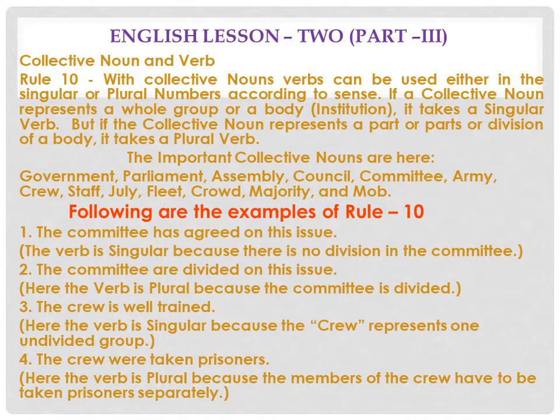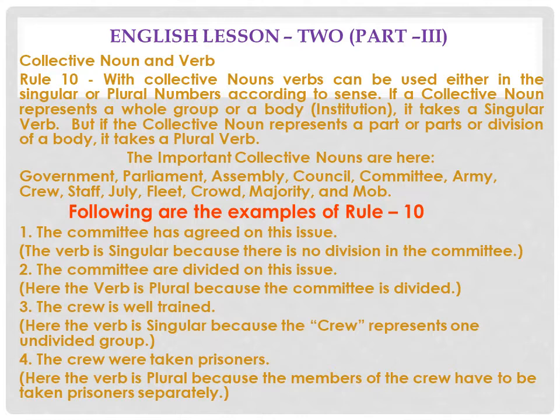Once again, I repeat, the important collective nouns are here: government, parliament, assembly, council, committee, army, crew, staff, fleet, crowd, majority, and mob. Following are the examples of Rule 10. Example number 1. The committee has agreed on this issue. Since the whole committee has agreed, that's why 'has' is used here as a verb. The verb is singular because there is no division among the members of the committee.